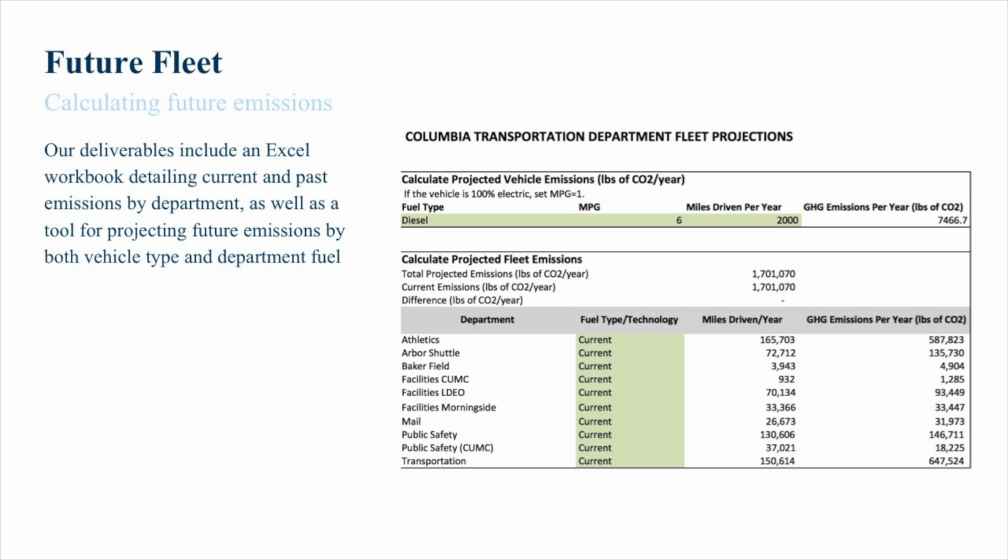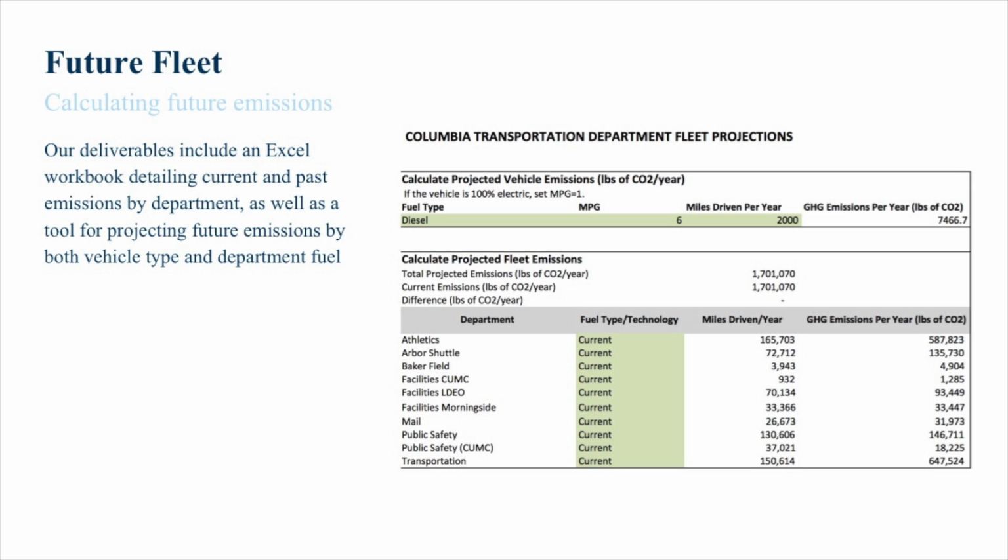And one other thing that we did in addition to calculating the historic and current emissions was also creating a tool for projecting what future emissions may be. So we have an Excel document that's our deliverable for our client, which details exactly how we did each calculation for the current and historic fleet emissions, and also includes a sheet where they can input the details about a vehicle they may be considering acquiring and see exactly how many emissions per year it would add, depending on the route that it runs and its fuel efficiency and other factors.